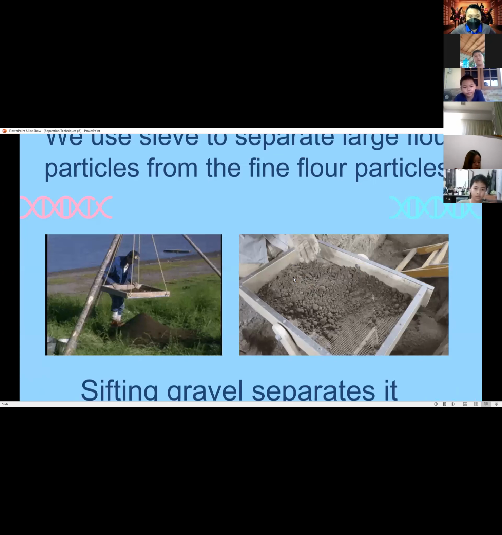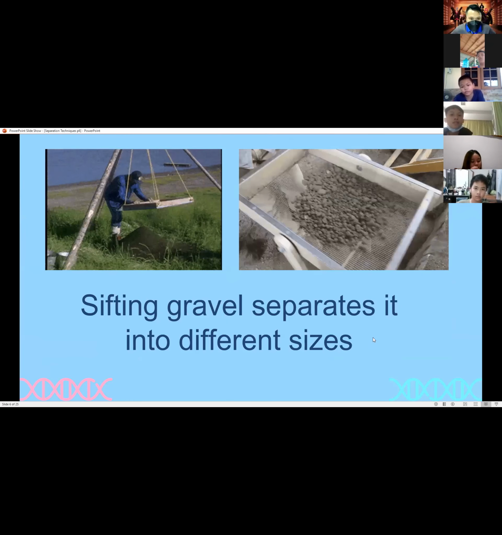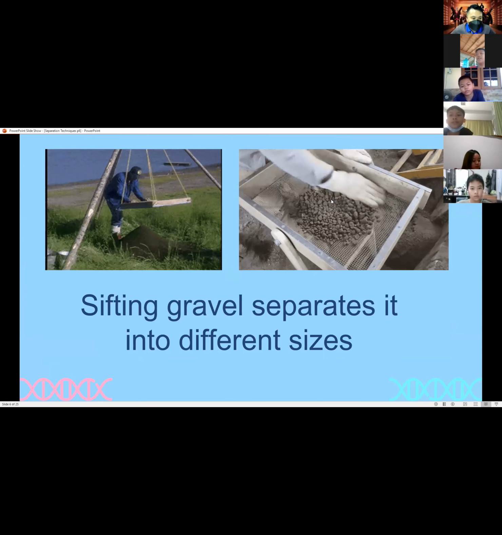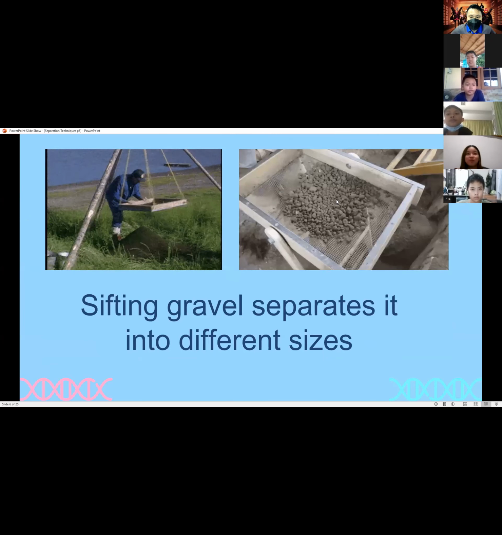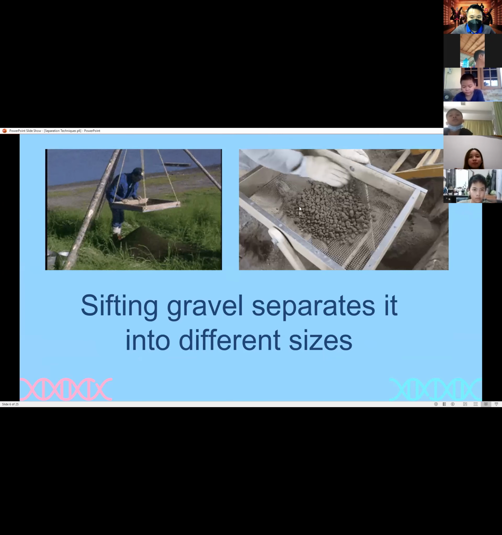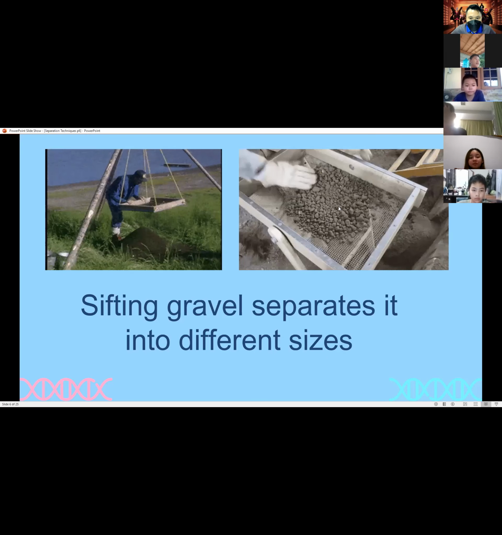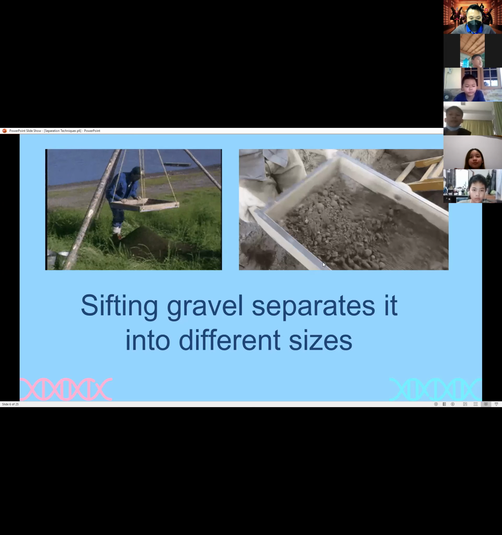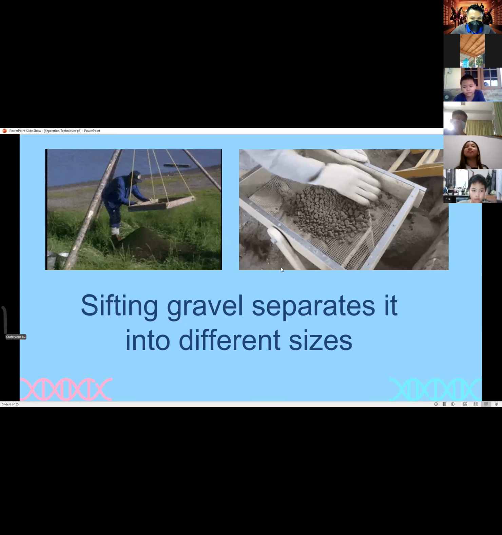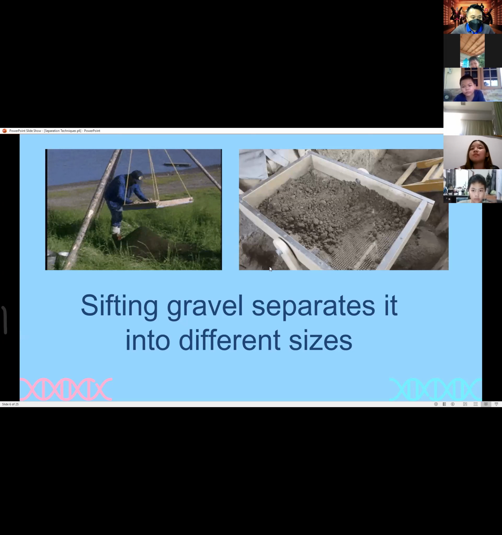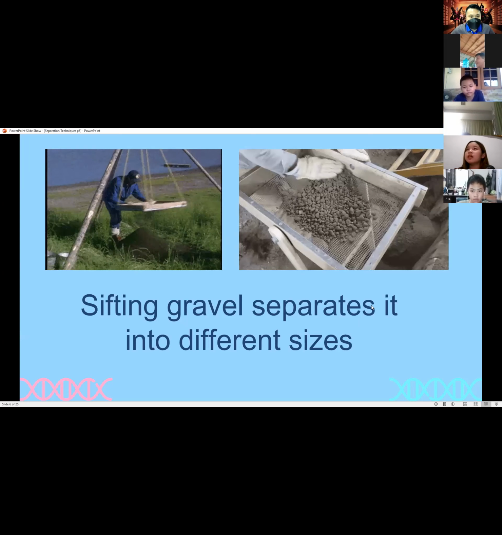Yes. Next. So like this one, sifting gravel separates it into different sizes. Like this, we put the sand here and then we will separate the gravel. The gravel are the large particles or the large stones. Not very large, but big stones. And then the sand will go at the bottom like this. Okay? So we separate them. Two solid materials, the sand and the stones, or sand and the gravel.